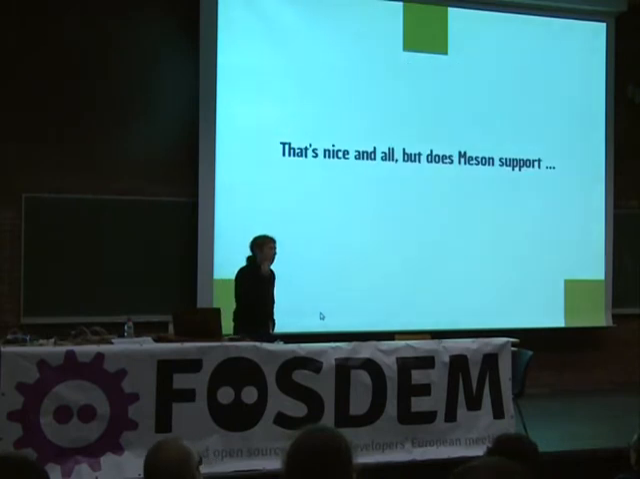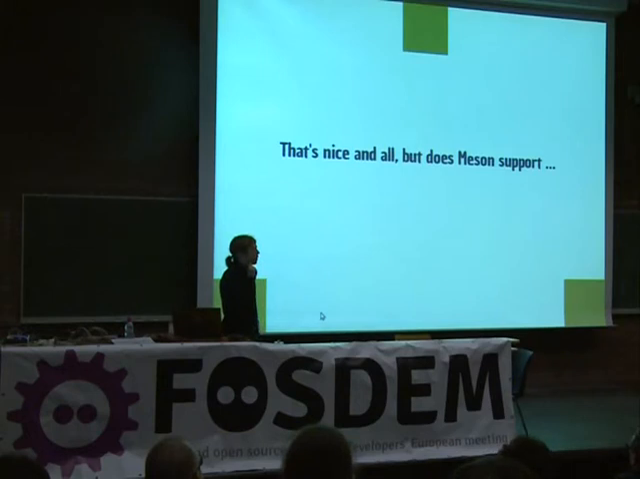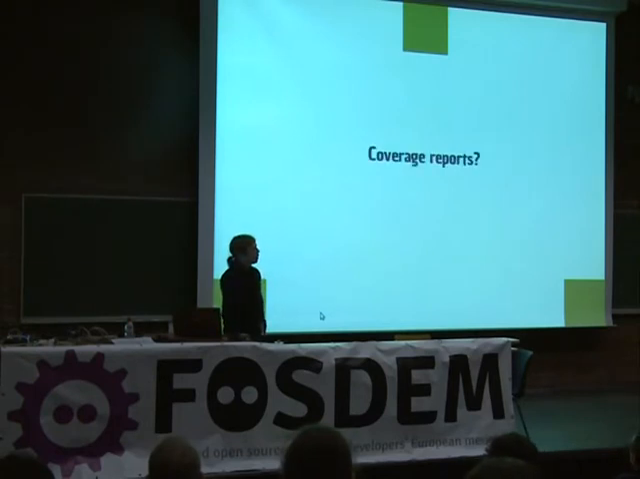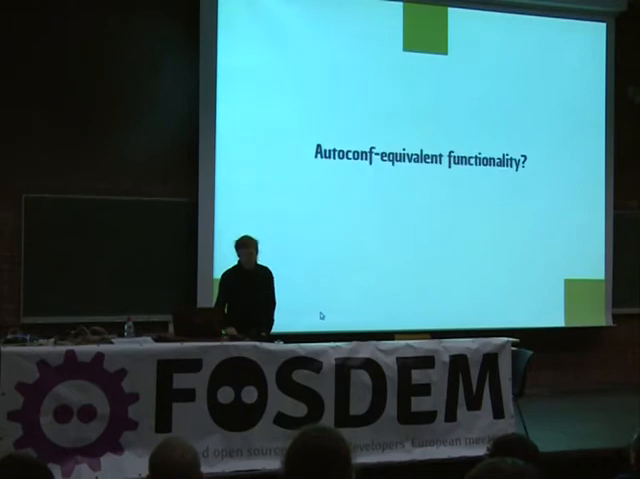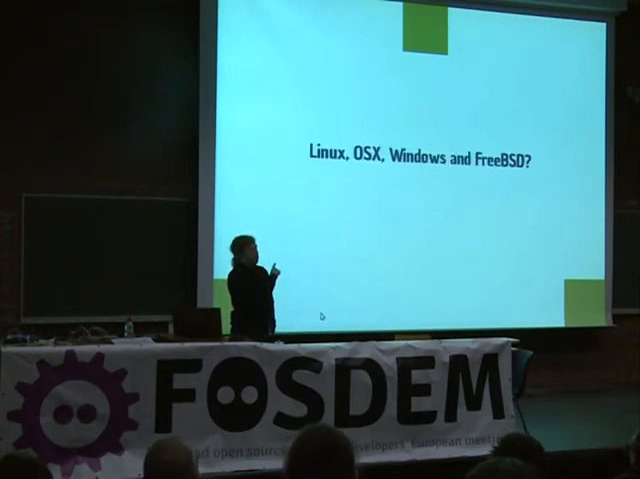Now, being fast is nice, but it really doesn't help if there's no support for other stuff. So that's a common question I usually get. Does it have native support for coverage reports? Yes, it does. The equivalent of the Autotools function, where you can run these test executables? Yes, it has that. It supports Linux, OS X, Windows, and FreeBSD.